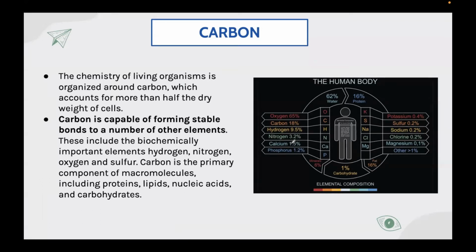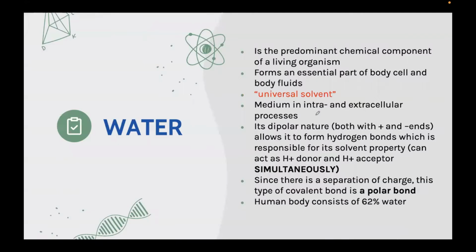Carbon is capable of forming stable bonds to a number of other elements. Please take note, those include the biochemically important elements such as your hydrogen, nitrogen, oxygen, and sulfur. Carbon is the primary component of macromolecules, including your proteins, lipids, nucleic acids, and carbohydrates. So if you remember, the principal biomolecules in biochemistry, all of them have carbon in their chemical structure. The carbon accounts for at least 18% of our human body.